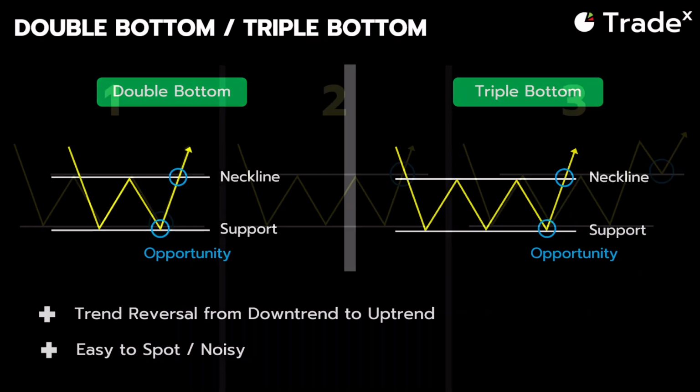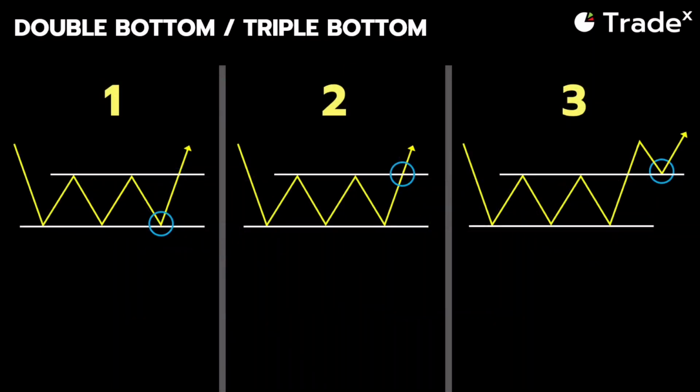Generally, there are different strategies for entering trades with these patterns. The first is an aggressive entry, made right at the support level where the price bounces off. This approach carries higher risk but offers the potential for greater returns.